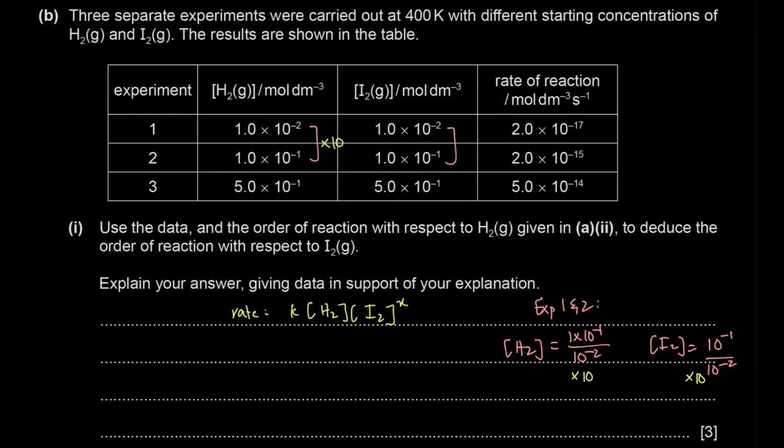And if you look at the rate over here, the rate is being multiplied by a factor of 2 times 10 to the power of -15 divided by 2 times 10 to the power of -17. So the rate is being multiplied by a factor of 100. Now we know that if I multiply the hydrogen concentration by a factor of 10, the rate will be multiplied by 10. And the overall rate is being multiplied by 100.